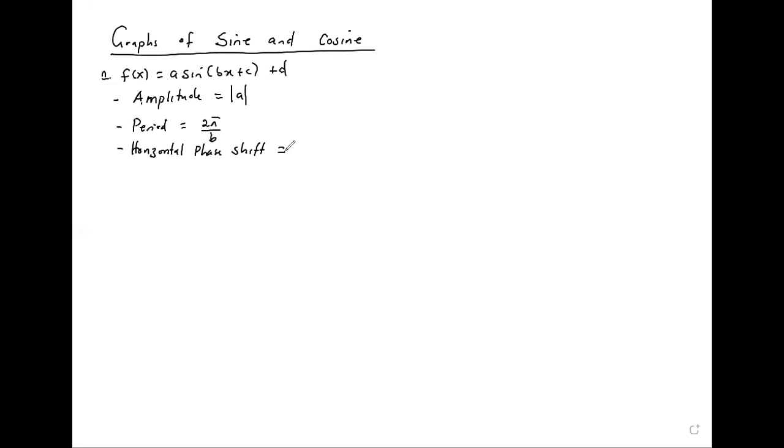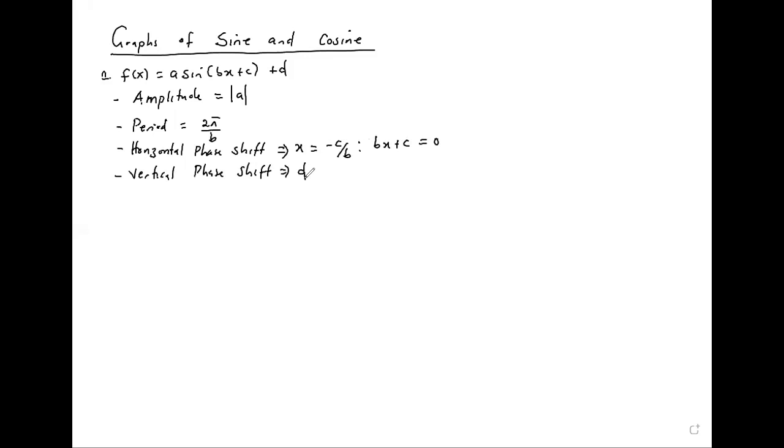So then horizontal phase shift, you always solve for x, meaning in this case, we can say x is equal to negative c over b. What I mean is you equate bx plus c to 0 and solve for x. And then the vertical is also a phase shift. This one is directed by d.